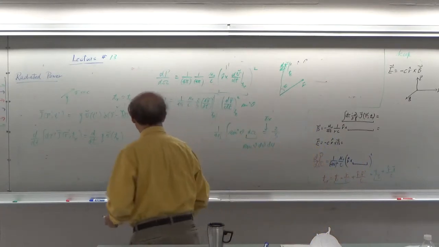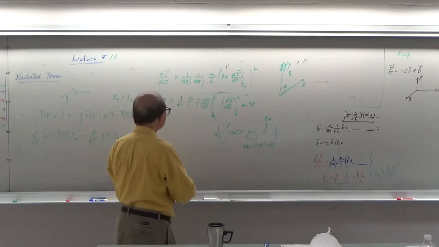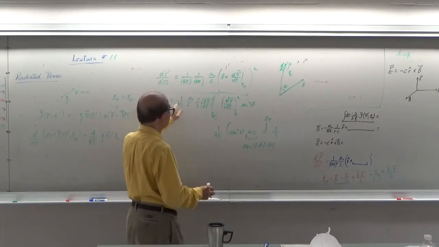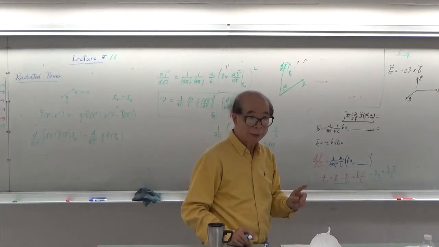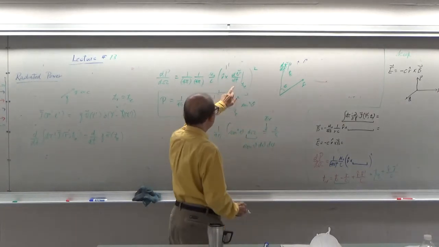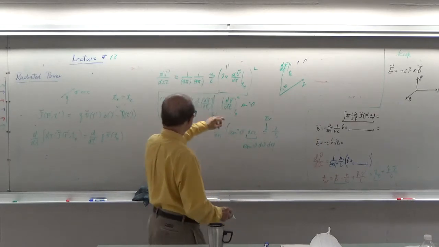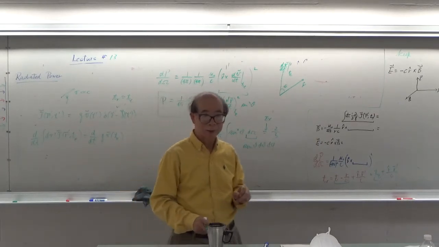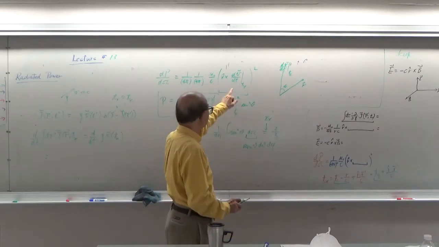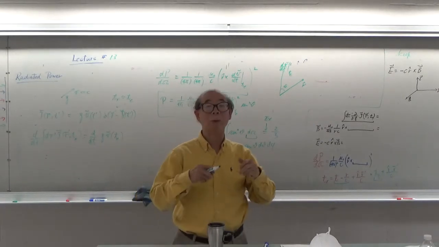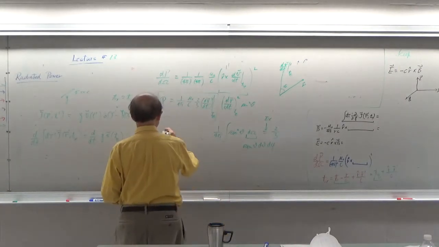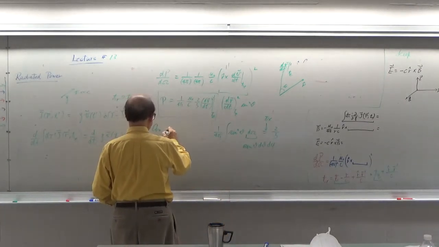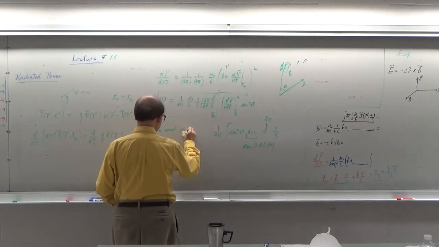Okay. One thing to notice is that for the power to be non-zero, dv by dt has got to be non-zero. In other words, a non-zero dv by dt implies that there is power of radiation. That means an accelerating charge radiates energy. That's important. An accelerating charge leads to radiation.